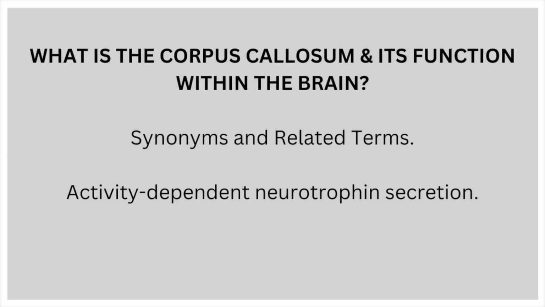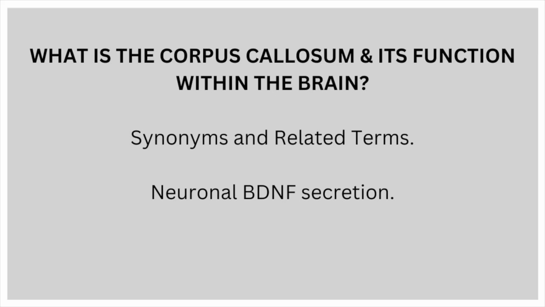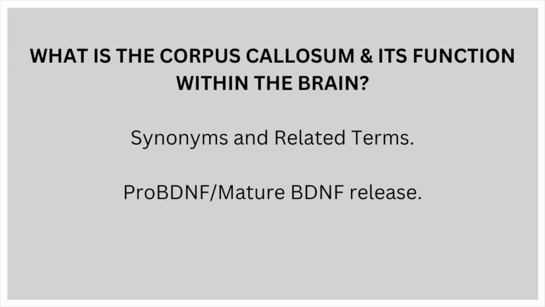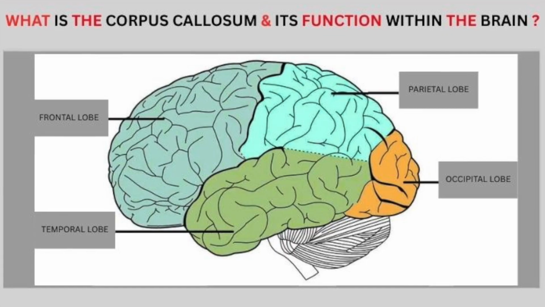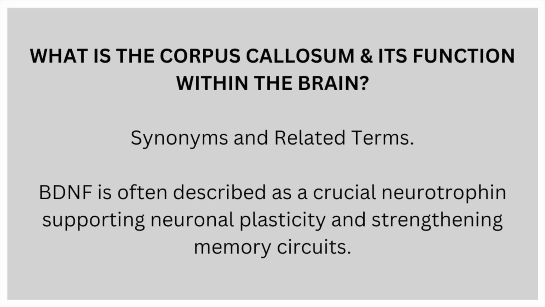Synonyms and related terms: activity-dependent neurotrophin secretion, neuronal BDNF secretion, neurotrophic factor release, pro-BDNF and mature BDNF release. BDNF is often described as a crucial neurotrophin supporting neuronal plasticity and strengthening memory circuits.